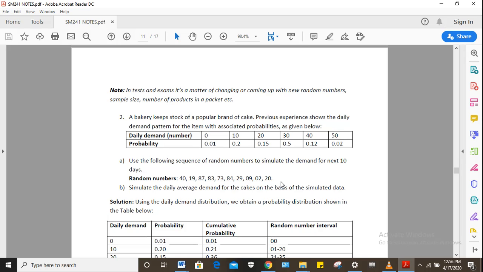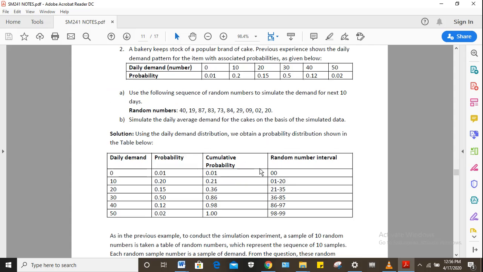So the first thing that you do is to come up with the random number intervals. Let me put it this way: you come up with this table here. That's the first thing that you come up with. The first two columns are the first two rows in the table in your question.